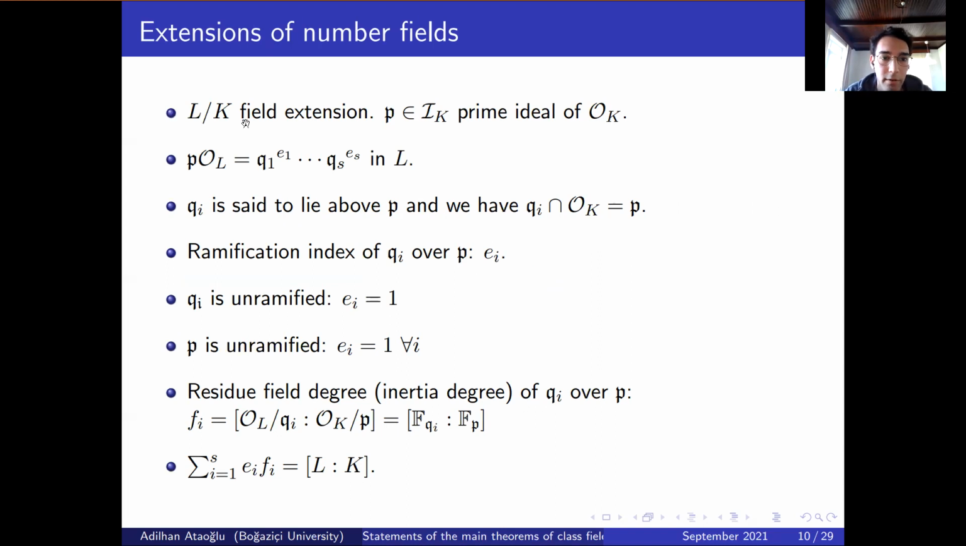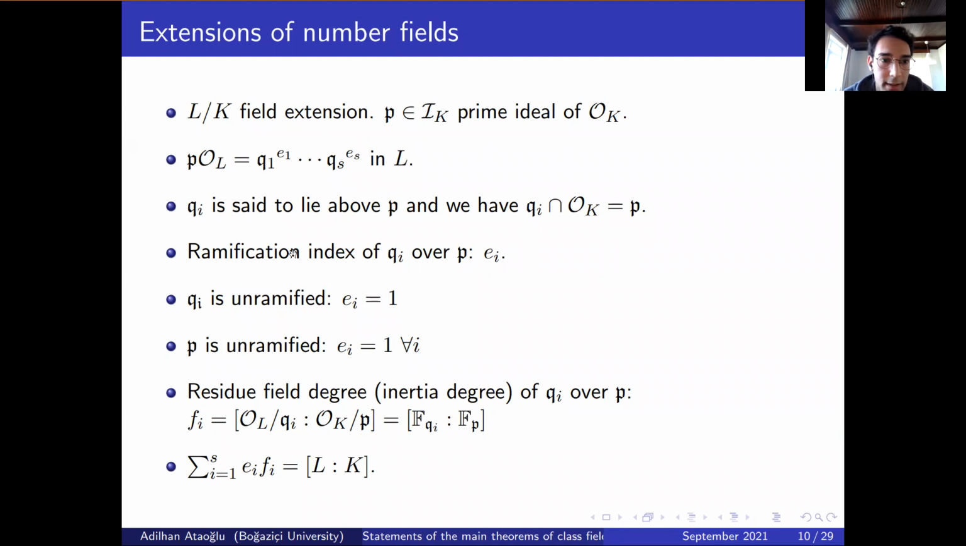Let L over K be a field extension. Since L is also a number field, a prime ideal of K will decompose into prime ideals in L, and the powers of these Q's are called the ramification indexes of the Q's. If the ramification index for a Q_i is equal to 1, we call Q unramified over the prime ideal P, and if all the ramification indexes are equal to 1, P is called unramified in L.